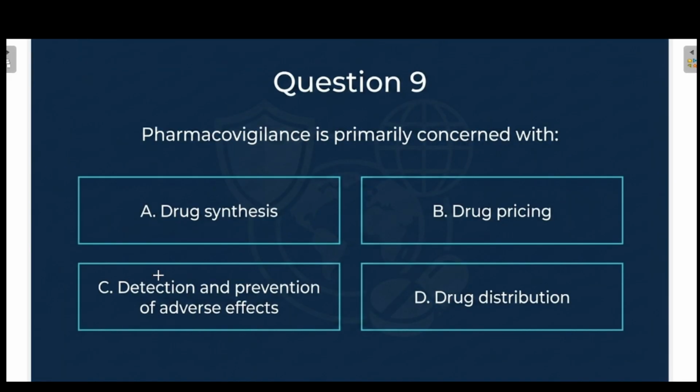Question number 9. Pharmacovigilance is primarily concerned with: option A drug synthesis, option B drug pricing, option C detection and prevention of adverse effects, option D drug distribution. So the correct option is option C, detection and prevention of adverse effects.